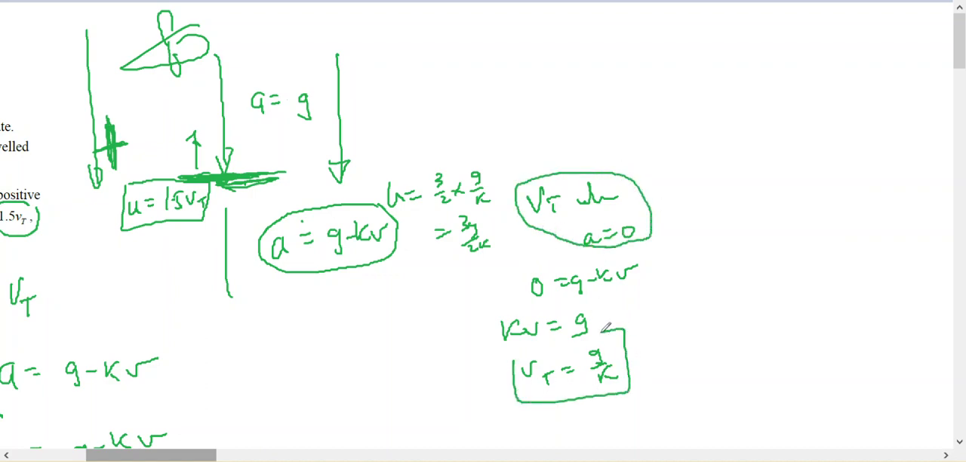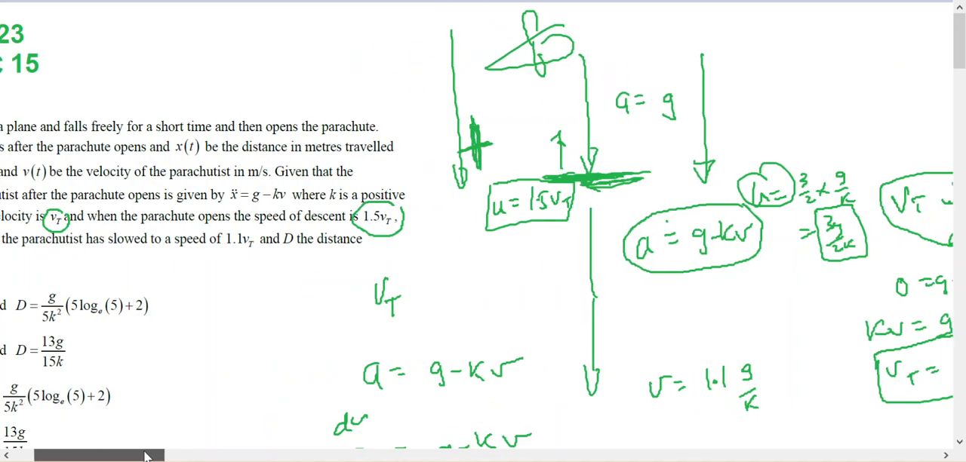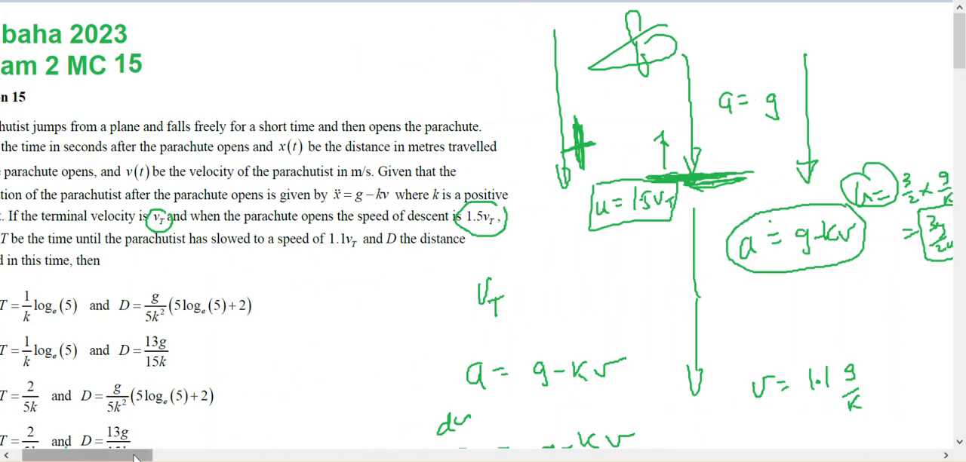So terminal velocity is g on k. So I think that my u is 3g on 2k, and I want to fall until my v equals 1.1 g on k. And what am I after? I'm after the time it takes to fall from 1.5 times the terminal velocity to 1.1 times the terminal velocity.